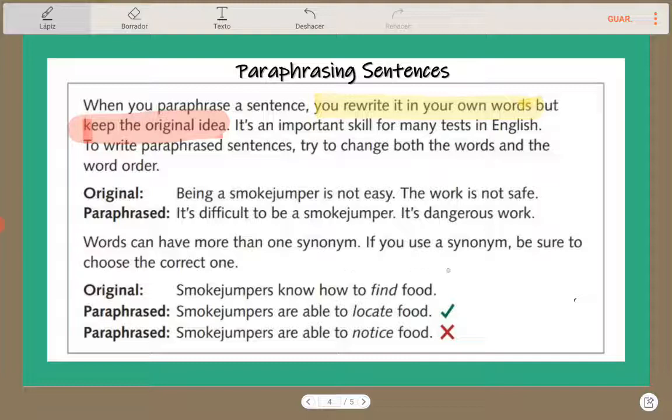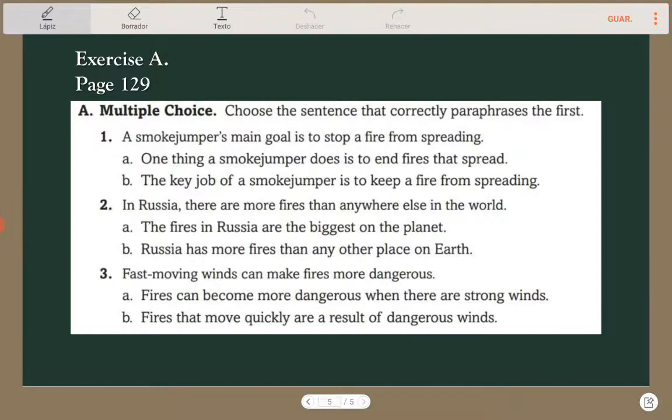Okay? It says words can have more than one synonym. If you use a synonym, be sure to choose the correct one. For example, here, smoke jumpers know how to find food. Smoke jumpers are able to locate food. This is a synonym. This is a good synonym for find. But then we have another word. It says smoke jumpers are able to notice food. This is not a good synonym for that word. Okay? Well, guys, when you finish copying this information in your notebook, we're going to check now these examples.